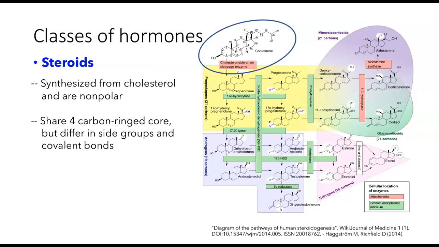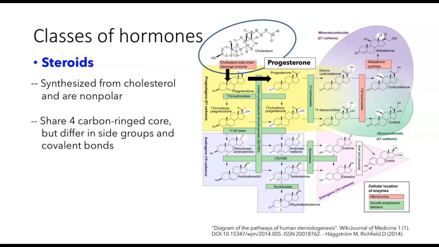All of the steroid hormones share a 4-carbon-ringed core, but they're going to differ in the side groups and the covalent bonds. That's what the enzymes will be acting to modify. The particular steroid hormone that gets produced in a cell will depend on which of these enzymes is active. So for example, if we have a cell and the 2 enzymes that are catalyzing the 2 steps that I've highlighted in black arrows are present, then we'll be able to produce progesterone.